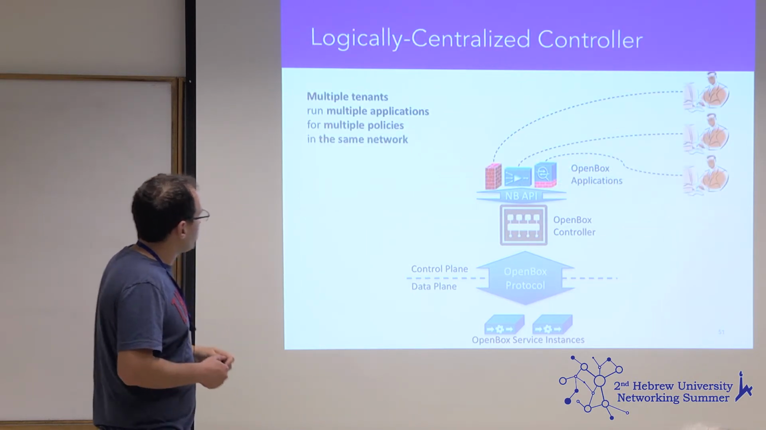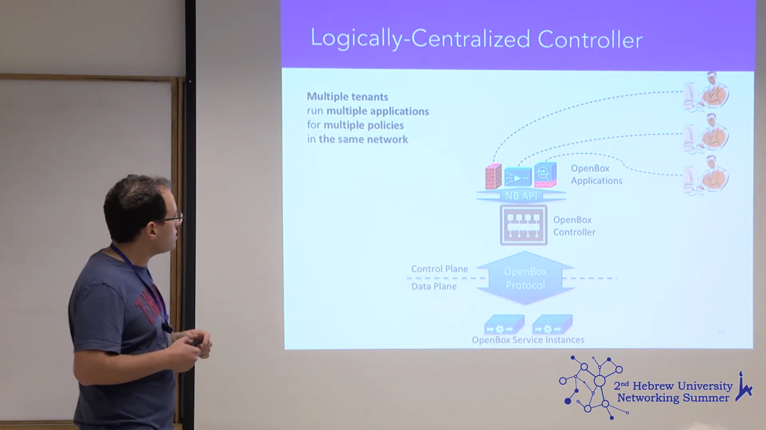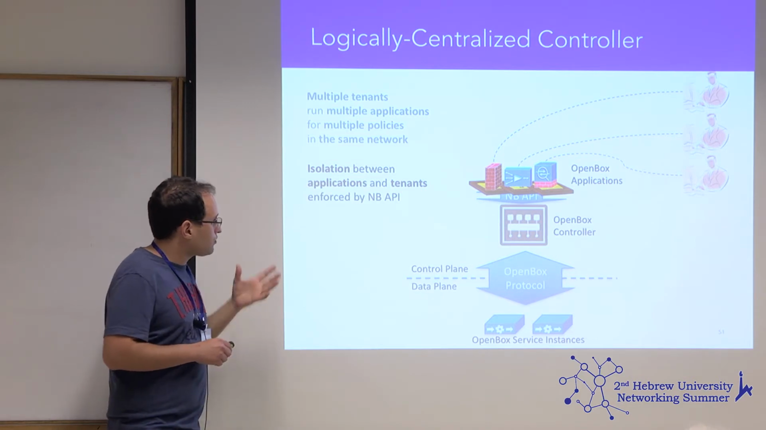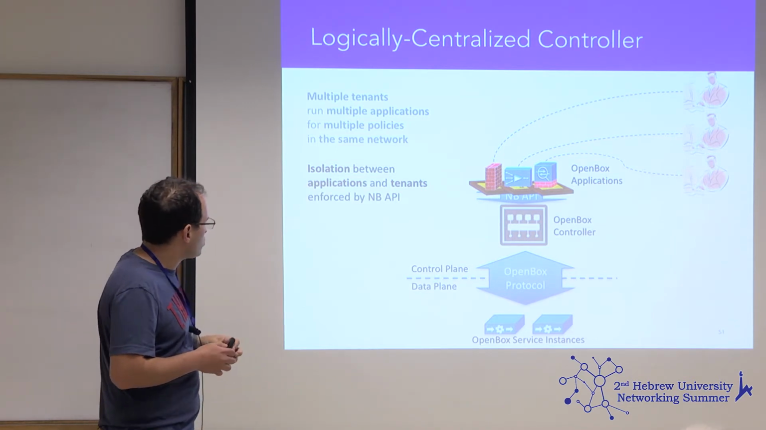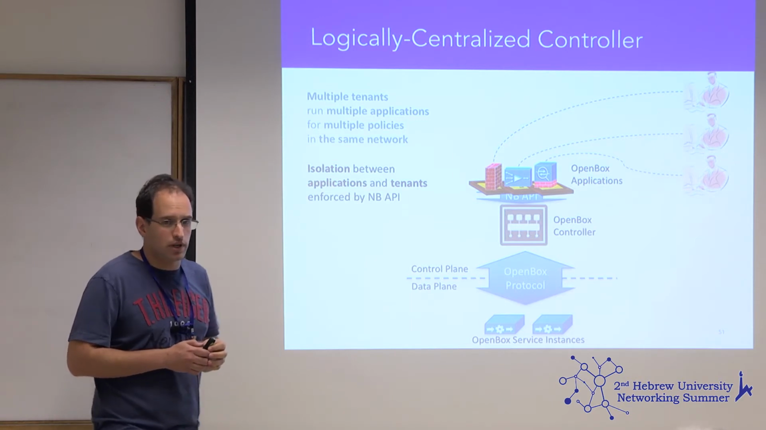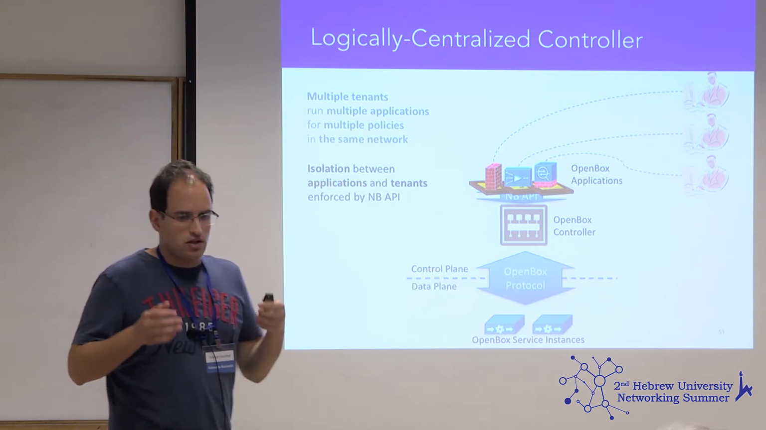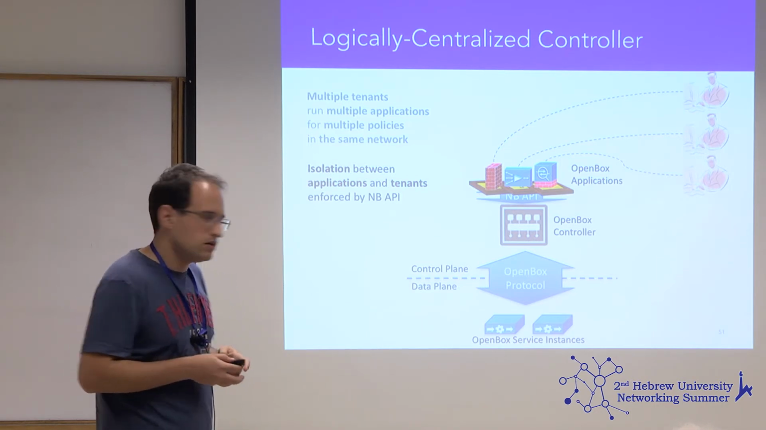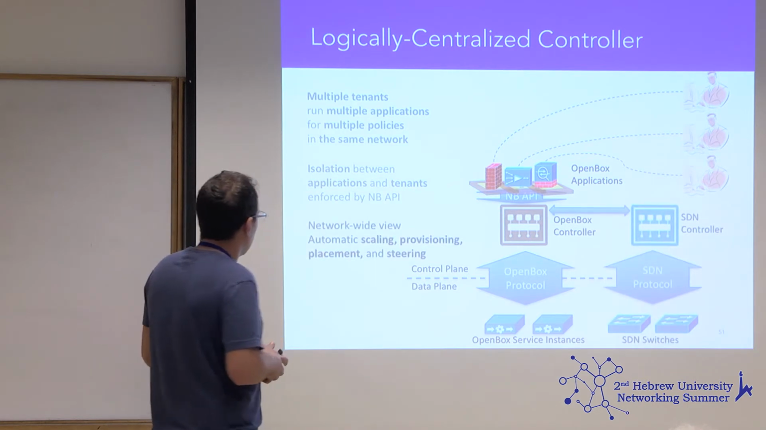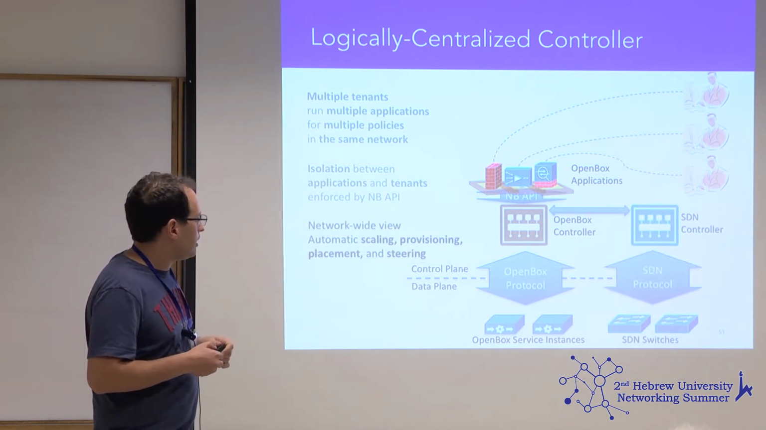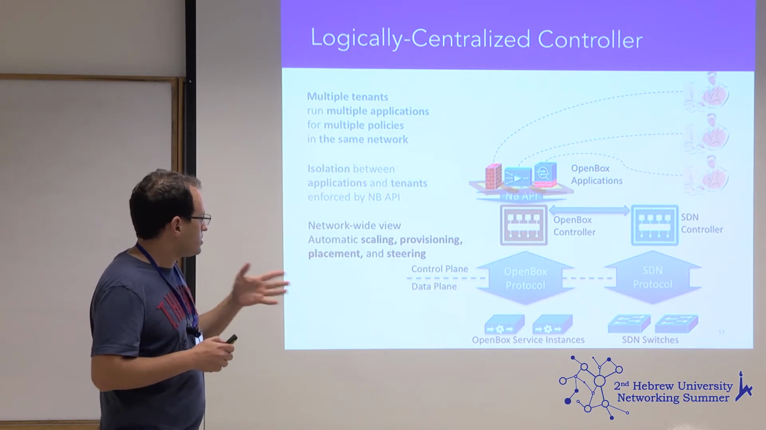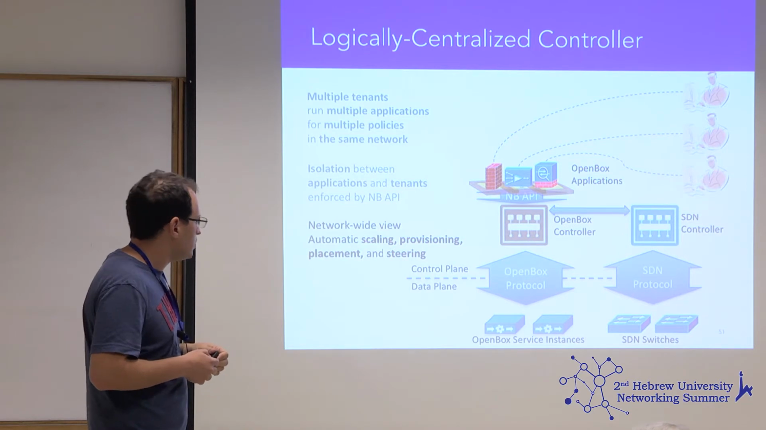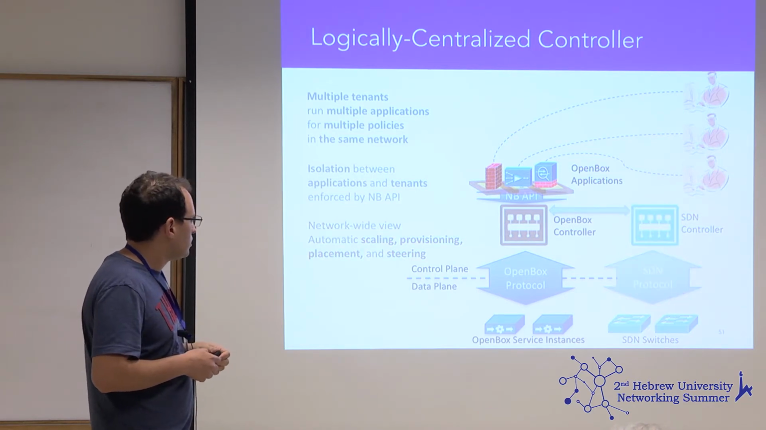Now you can have multiple tenants run multiple applications for multiple policies in the same network. By design of this Northbound API, you have isolation between the applications and the tenants, because each application is defined declaratively, so it cannot query anything about other applications. You can also connect this controller to an SDN controller, and then you have a network-wide view, and you can also control scaling and provisioning and so on in the data plane.